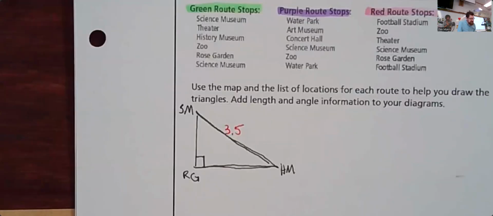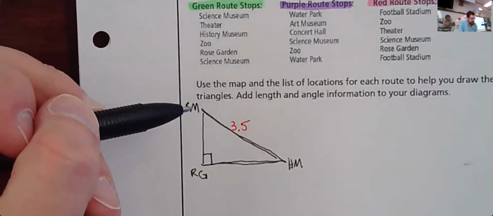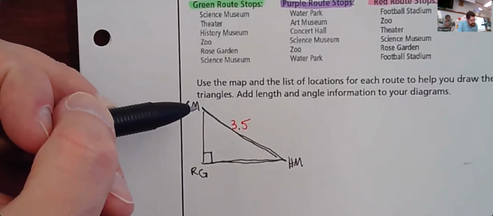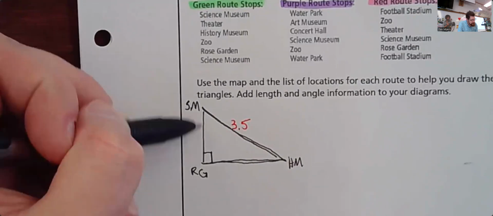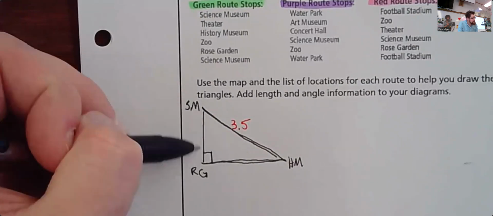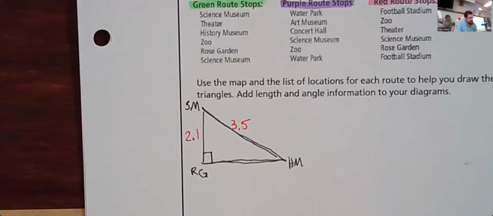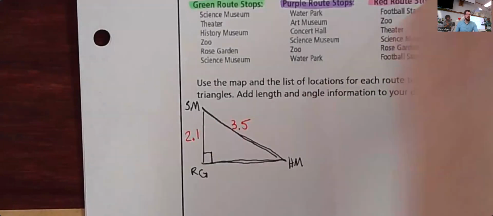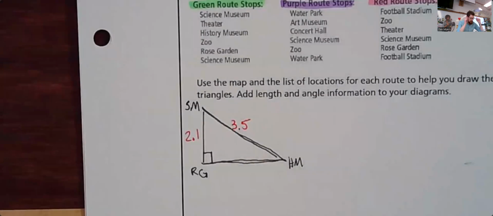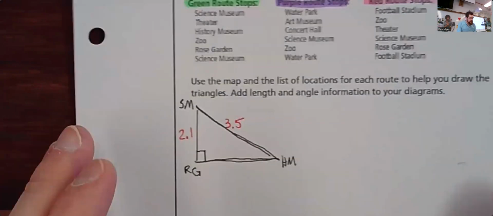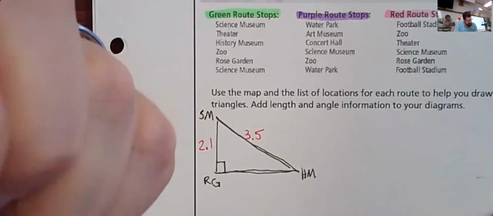All right, how about the distance between the Science Museum and the Rose Garden? 2.1. 1.2 and 0.9. Yeah. And then the distance between the Rose Garden and the History Museum. It doesn't tell us, does it? Okay, let's leave that blank for a second then. Let's check out the purple route then. So here we go, purple route.